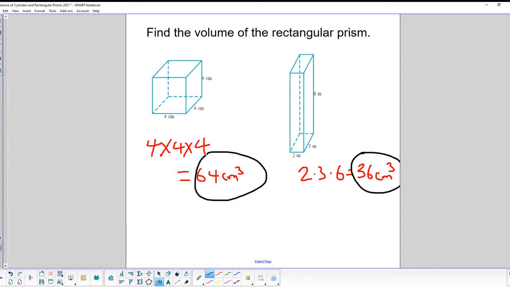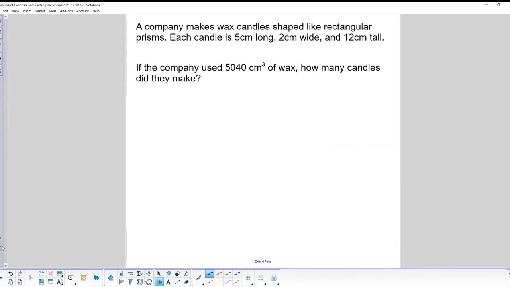A company makes wax candles shaped like a rectangular prism. Each candle is 5 centimeters long, 2 centimeters wide, and 12 centimeters tall. Okay, so we're going to use that information to find out how much volume each candle takes. So we got 5 times 2 times 12, and 5 times 2 is 10. 10 times 12 is 120 centimeters cubed. That's how much each candle takes to make.